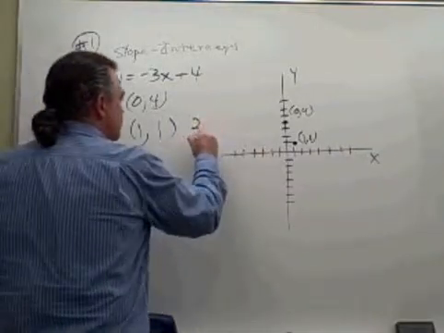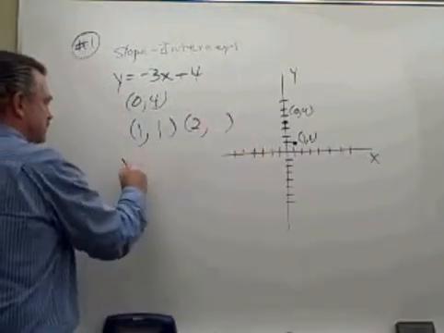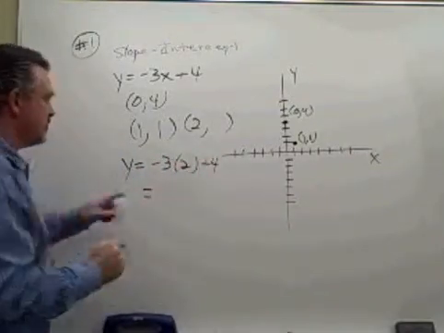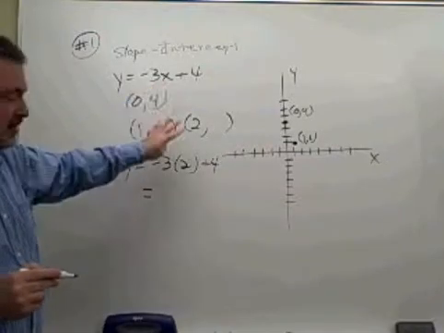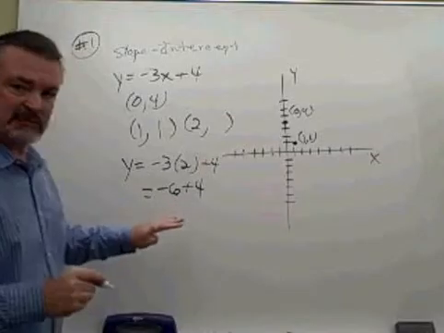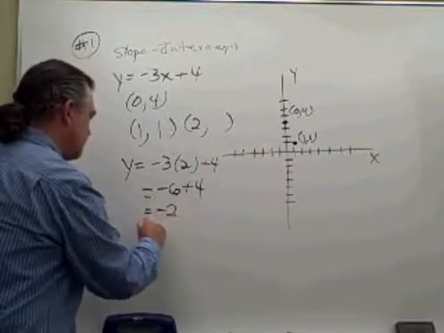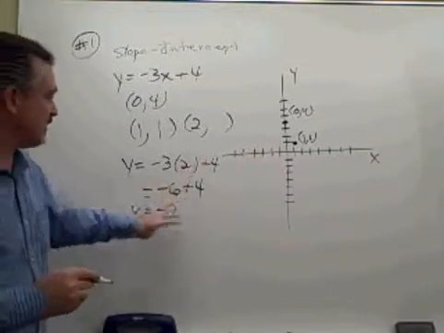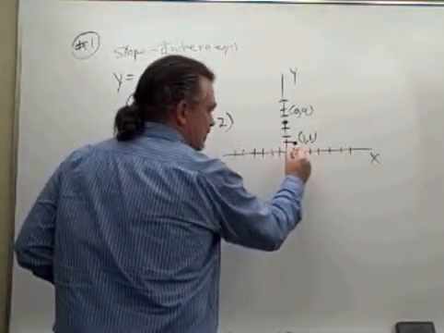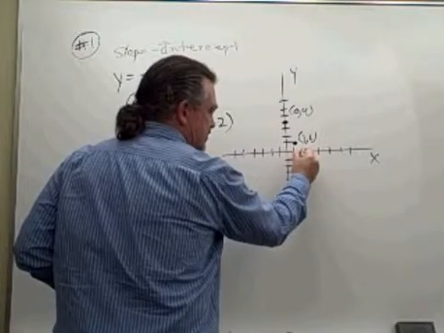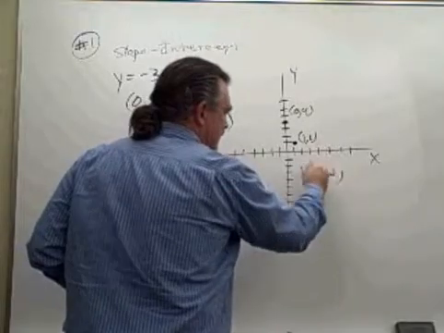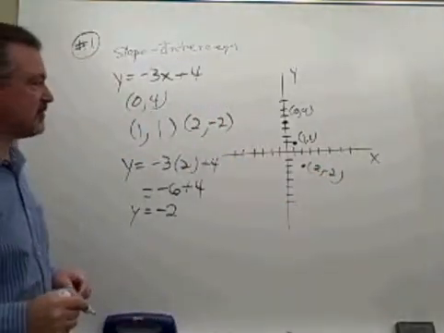Let's let x be 2. So substituting 2 in place of x into the equation, negative 3 times 2 is negative 6, and negative 6 plus 4 is negative 2. So y has to equal negative 2 when x is positive 2. So start at the origin, go to where x is 2, which would be 2 units to the right, go where y is negative 2, which would be 2 units down, and there's the point 2, negative 2.